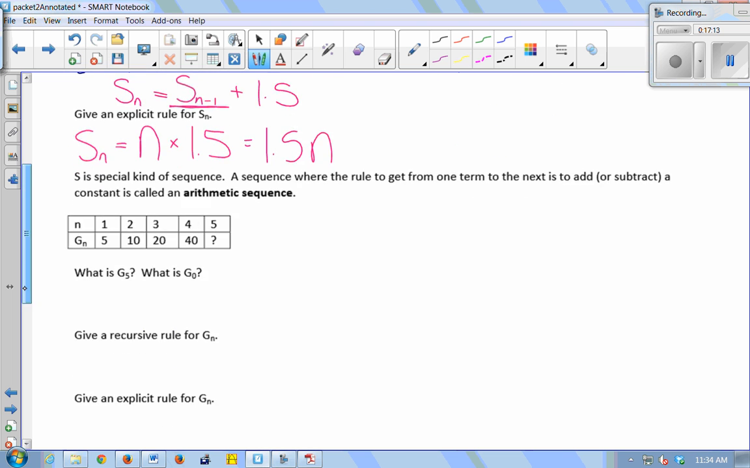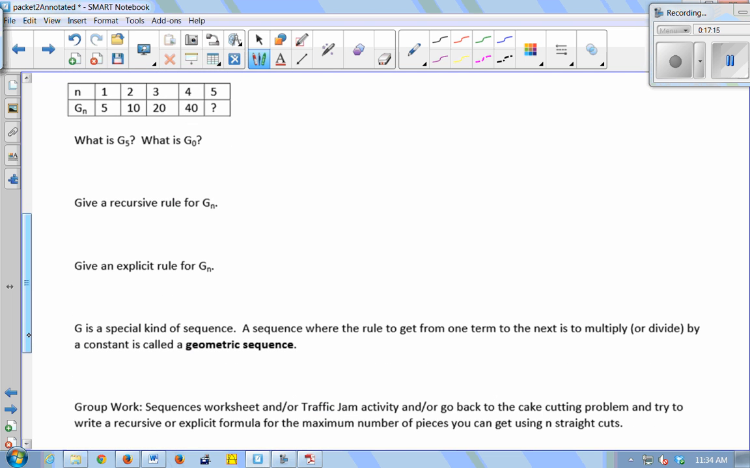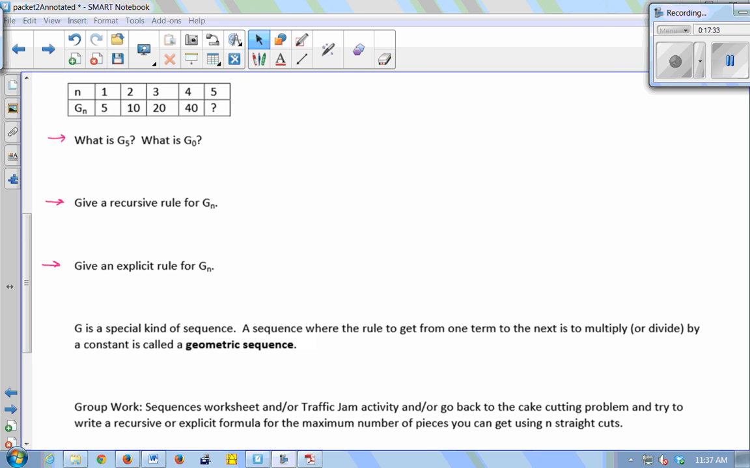So here's another sequence, G. Take a stab at coming up with G5, G0, and a recursive rule. Do this part and this part. Think about this part if you have time, but this part is tricky, so we'll definitely go over that part together. All right, so first just try to figure out what G5 and G0 are. And I saw two different ways that people were coming up with this.